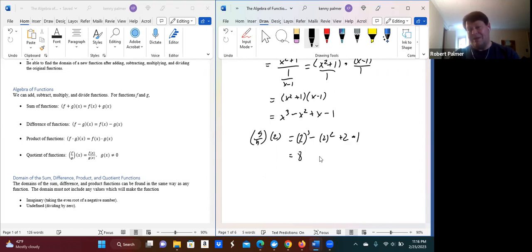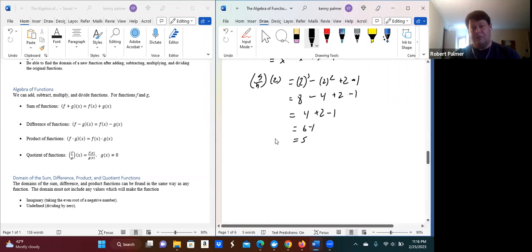Okay, 2 cubed is 8. Minus 2 squared, of course, is 4. Plus 2 minus 1. Order of operations goes from left to right. 8 minus 4 is 4. Plus 2 minus 1. And so that's going to be 4 plus 2 is 6. Minus 1. This whole thing then is 5.